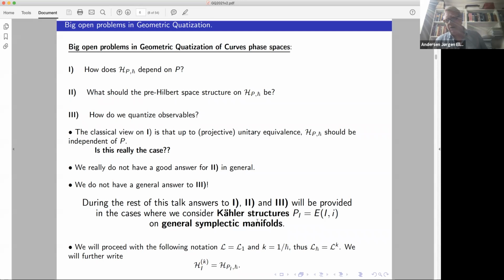Now, the line bundle notation: I would like to switch notation. So I want to call 1 over h bar for k, and I will write L for L1, and then I will write LH as L to the K throughout the rest. Okay. And so we will write the Hilbert space as H0(M, L^k).